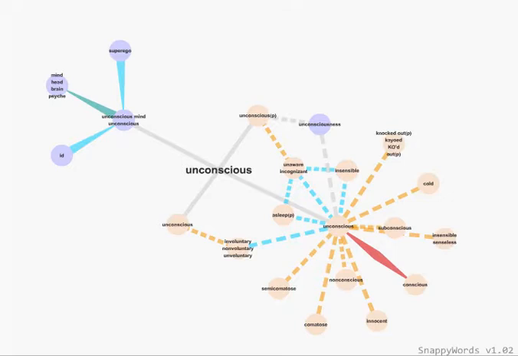According to the Snappy Words Visual Dictionary, unconscious means lacking awareness and the capacity for sensory perception, as if asleep or dead. In other words, it is a state in which an individual's brain is not able to function at its normal capacity in receiving, processing, and responding to incoming signals. This is the opposite of conscious, which is defined as having awareness of surroundings and sensations and thoughts.